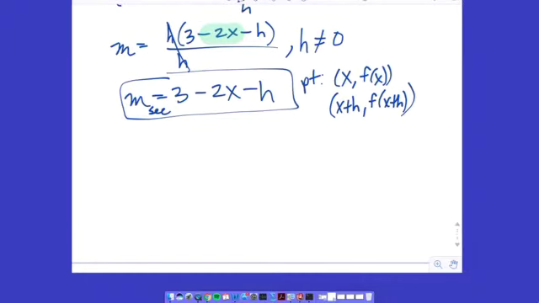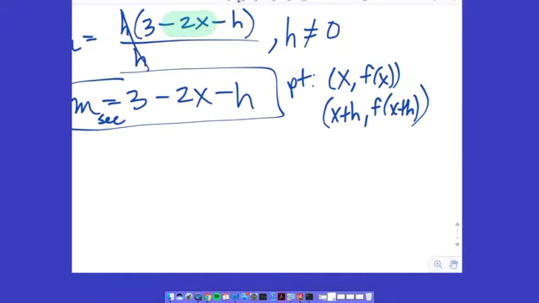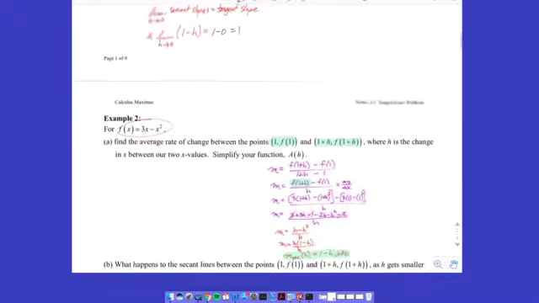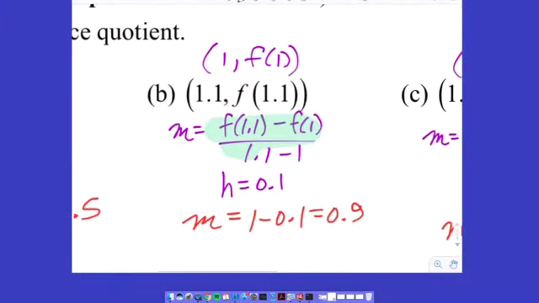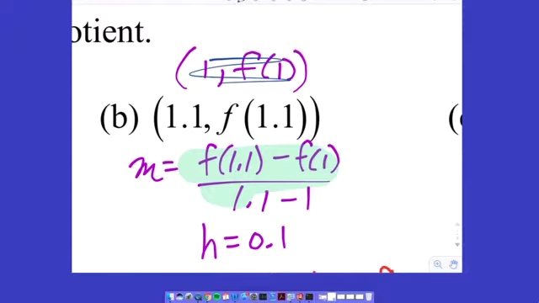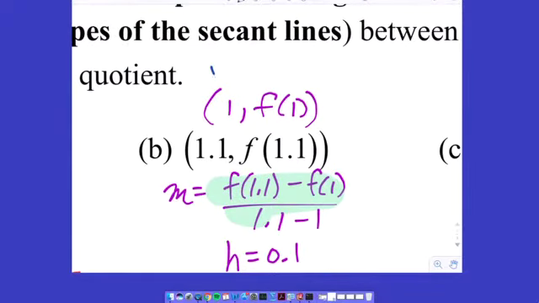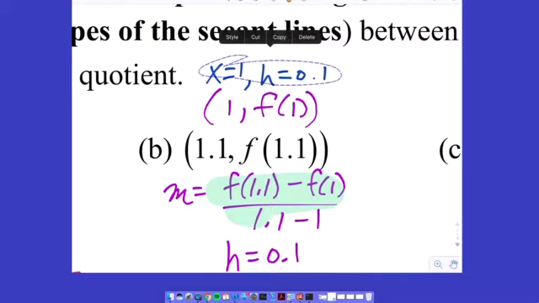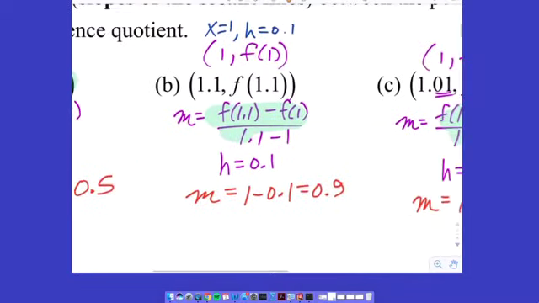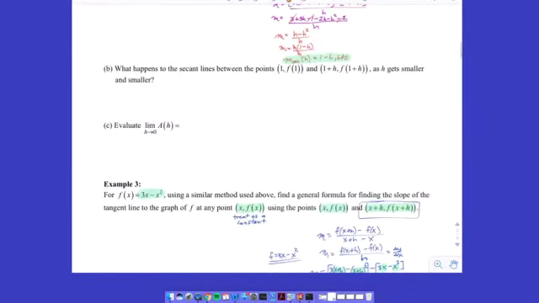Yeah, this will give me the slope of the secant line on that same graph of that parabola between any point. I just have two inputs now. I have to know the x value, and I have to know how far the other one is away. So let's verify this one here. In this case, x was equal to 1, and h was equal to 0.1. So this is a more general formula for finding the slope of secant lines. I should end up with 0.9.